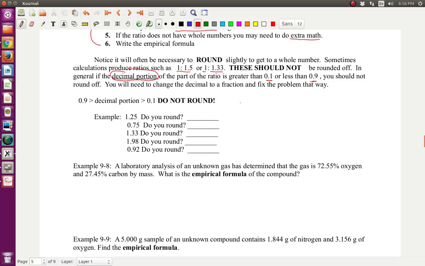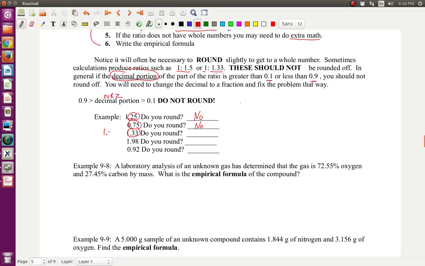This is called the no rounding zone. Let's look at this. The decimal portion, that means this right here, this is 0.25, the decimal portion. If that value falls in the no rounding zone, you don't round. You're going to do some more math. So 0.25 is less than 0.9 and greater than 0.1. So do I round this number 1.25? No, I don't. The decimal portion here is 0.75. It also falls in the no rounding zone, so I would not round that number. I'd have to do some more math, and I'll show you what that more math is in a minute.